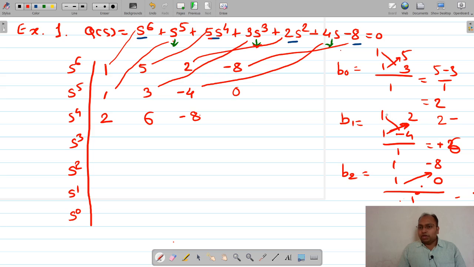And 1 into minus 4 is minus 4. So minus of minus 4 is becoming plus 4. Okay, so 2 plus 4, it is going to become 6, no? So that's why it is coming as 6. I hope now it is clear.